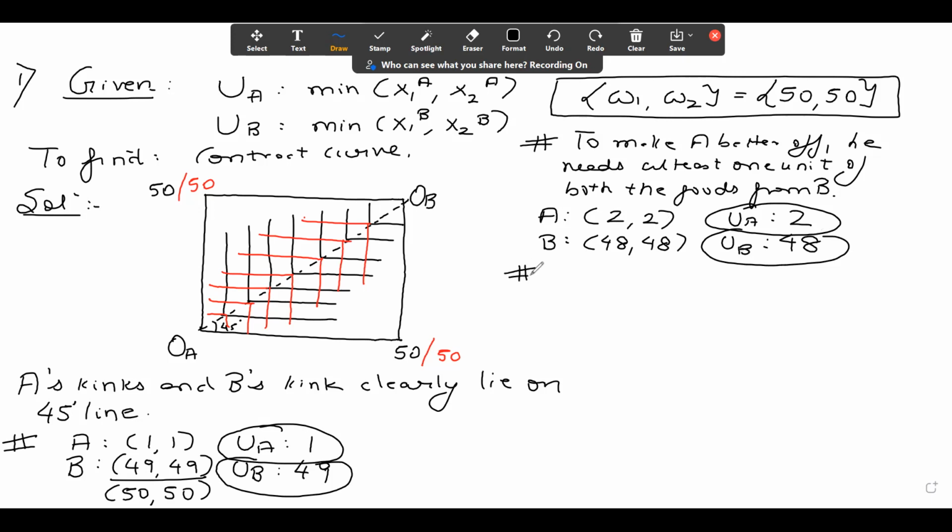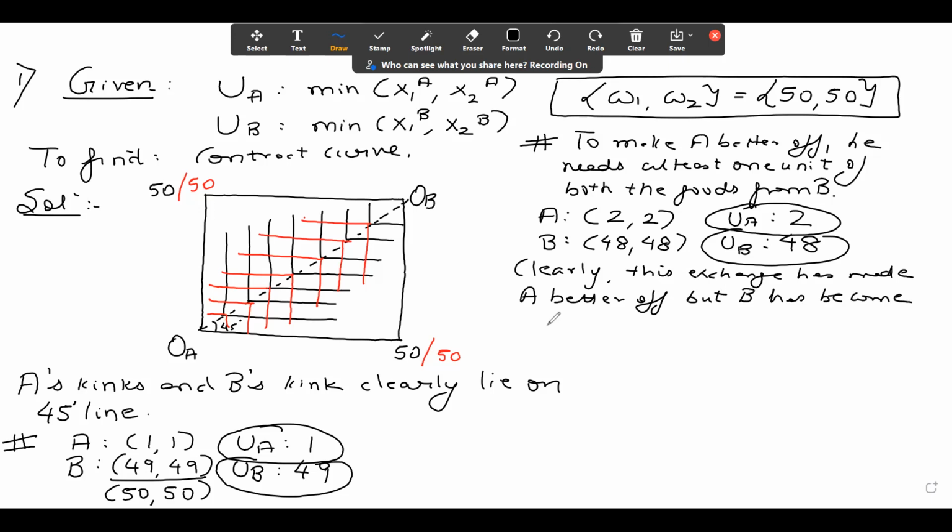Similarly, you try to make B better off. So I can write clearly, this exchange has made A better off, but B has become worse off. Okay, now let's try to make B better off.